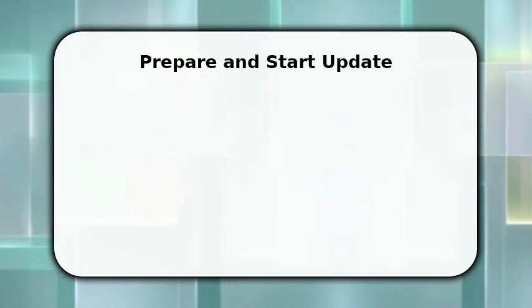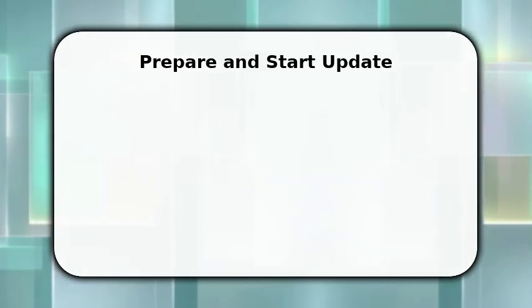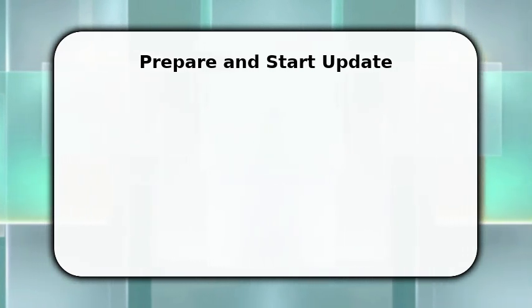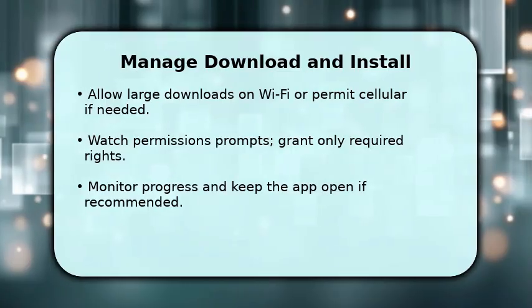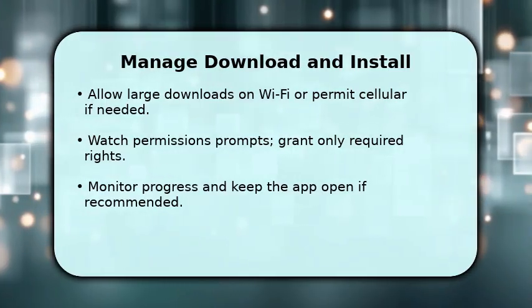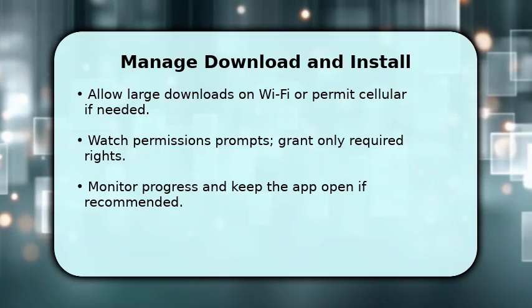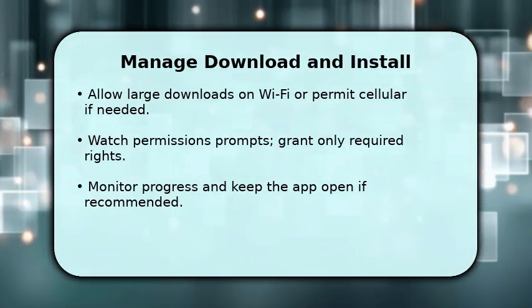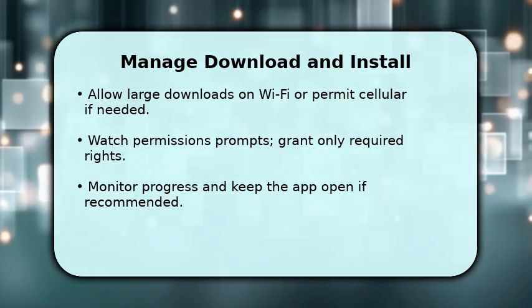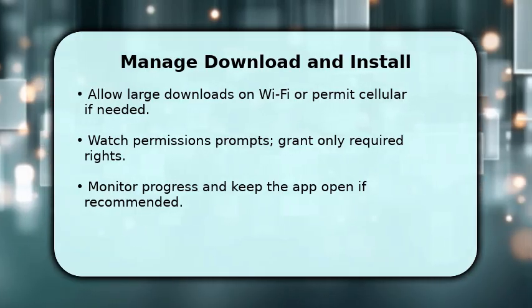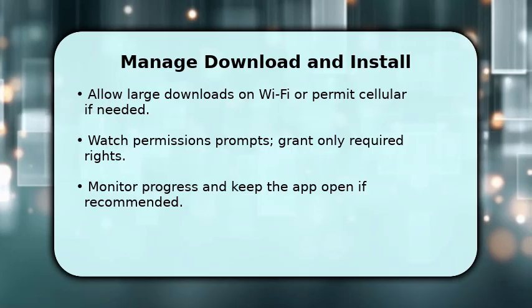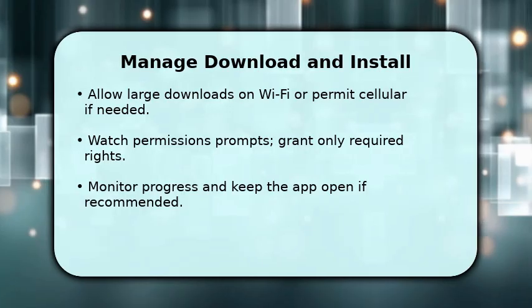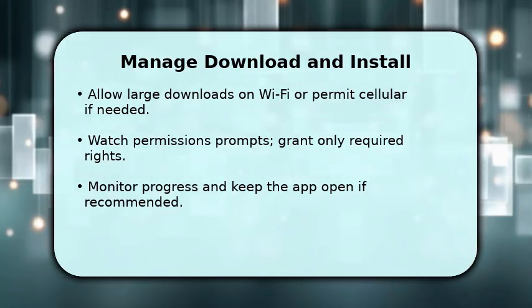backup or power check. You manage the middle steps by choosing a stable connection. Use Wi-Fi for large files or enable cellular if necessary. Once the download begins, watch for permission prompts. Only grant permissions the update requires. Make sure to keep the app or device awake if the update guide instructs you to, and monitor the progress indicator for errors. If the installer pauses, pause and resume the download rather than canceling. These actions keep the install smooth and reduce risk of corrupted files.